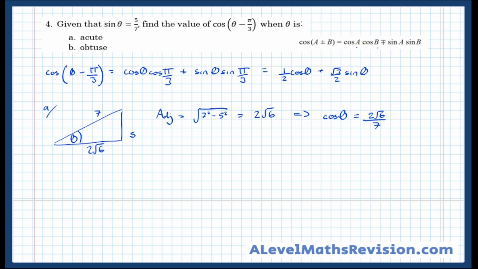So that becomes a half of cos theta, so half of 2 root 6 over 7, plus root 3 over 2 times 5/7, equals, well, those 2's cancel, to give root 6 over 7 plus 5 root 3 over 14. And there's the exact value of cos of theta minus pi over 3 when sine theta was 5/7.